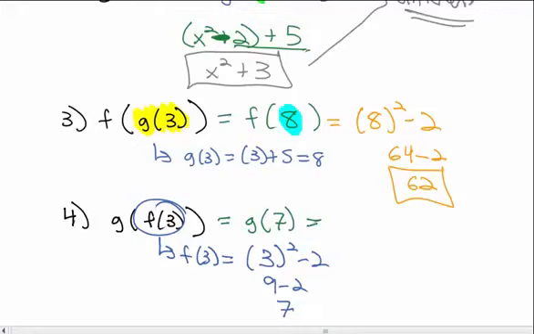And remember, g is just stuff plus 5. You should have that up on your notes a bit. What we're really saying is now 7 plus 5 is equal to 12. So g of f of 3 is 12. Again, very different from f of g of 3. The order is going to make a very big difference.